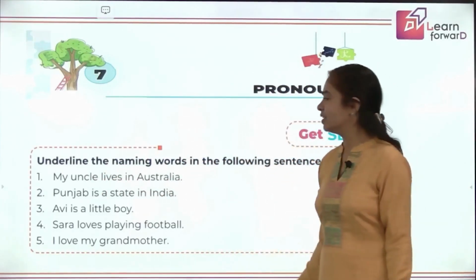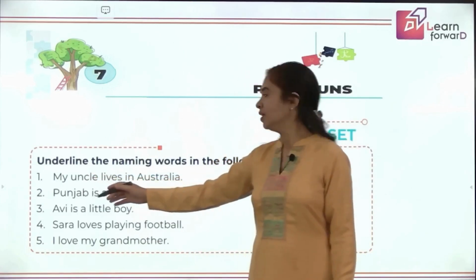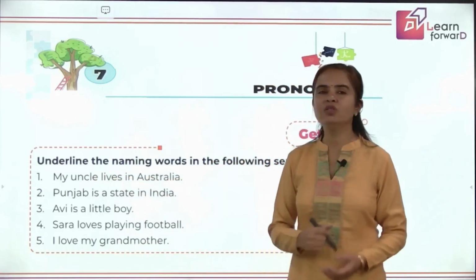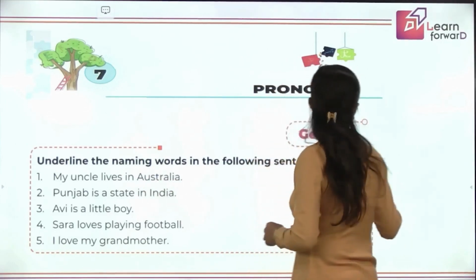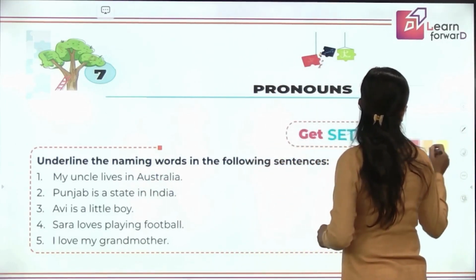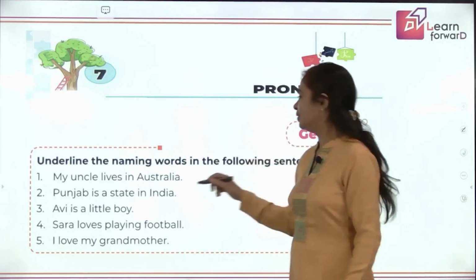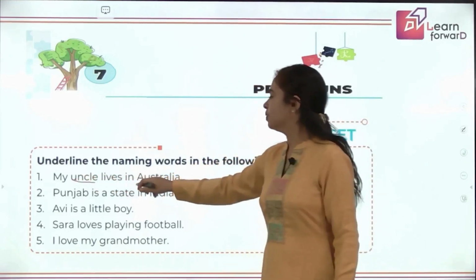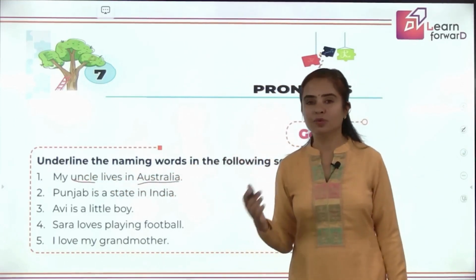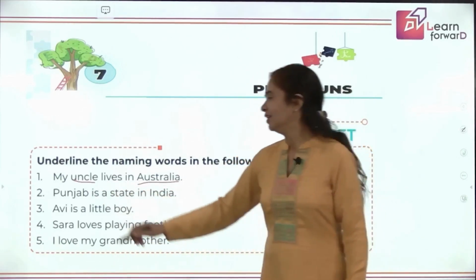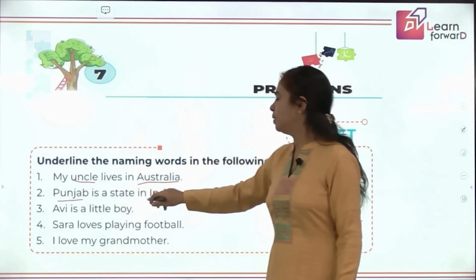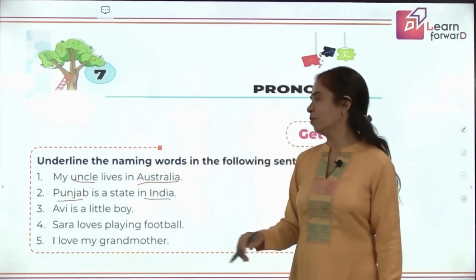So, let's get started. My uncle lives in Australia. Can you just pick out the naming words here? Yes, good. It is uncle, and any other? Good. This is the name of a person. This is the name of a place. So, both are naming words. Punjab is a state in India. Yes, this is also a place. India is also a place.